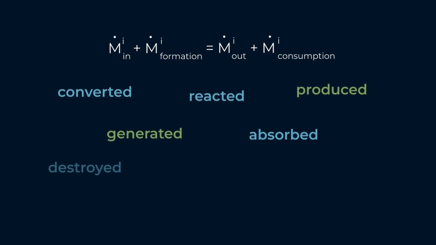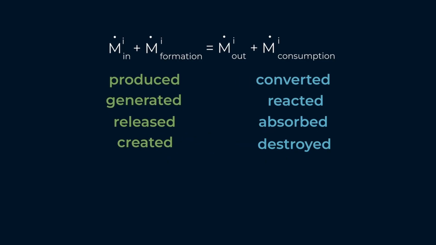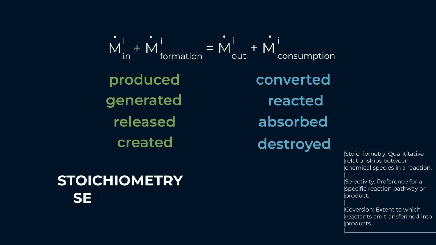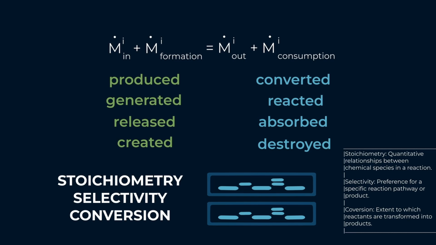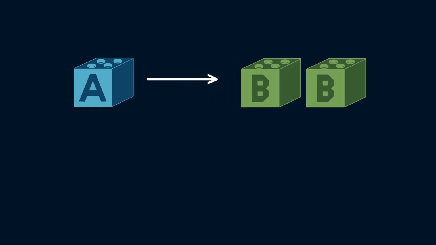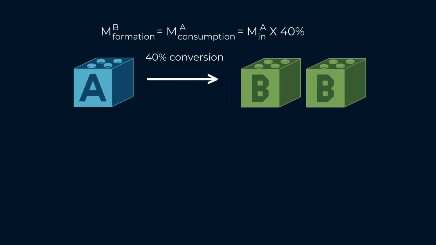Based on the transformation, we may see the use of different words like these. We simply need to correctly associate them with mass formation or mass consumption and write them on the correct side of the material balance equation. We may also need to use the provided information like stoichiometry, selectivity, or conversion to obtain additional relationships to calculate these terms.